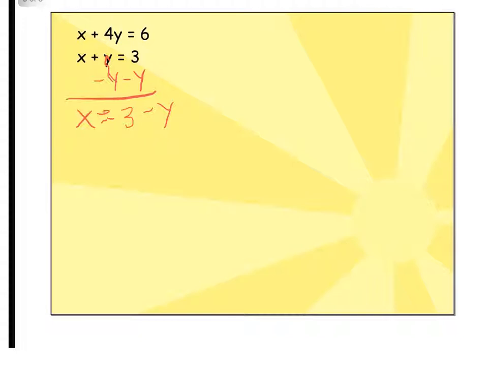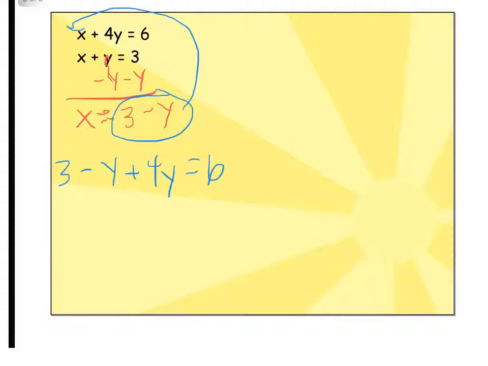Okay? So now I know x is equal to 3 minus y. I need to take what x is equal to, all of this. And now because it's what x is equal to, I need to put it in for x. So I'm going to put it in for x there. So now I have 3 minus y plus 4y is equal to 6. Combine like terms, I have 3 plus 3y is equal to 6, subtract 3.